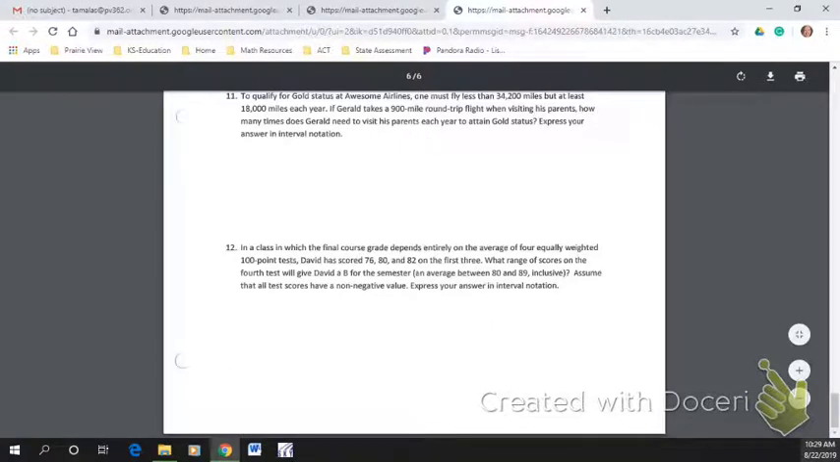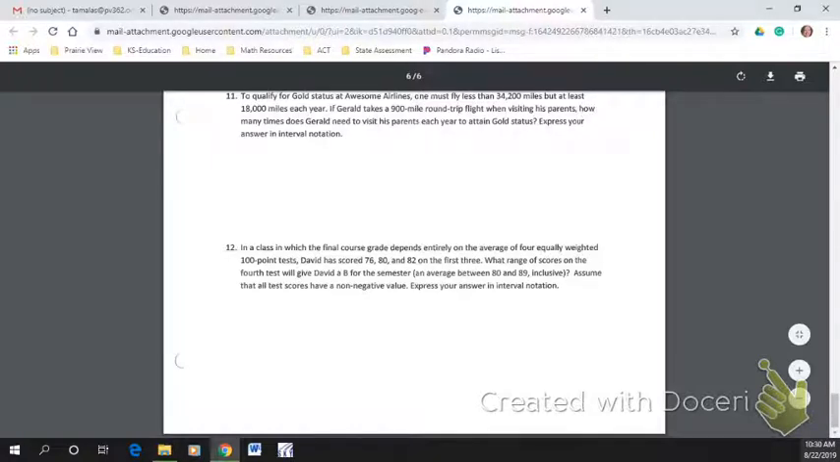All right, so now we're ready for number 11 and 12, which are the story problems. And to be honest, the story problems are probably easier than the regular math problems, okay? So number 11, it says to qualify for gold status at Awesome Airlines, one must fly less than 34,200 miles, but at least 18,000 miles each year. If Gerald takes a 900-mile round-trip flight when visiting his parents, how many times does Gerald need to visit his parents each year to obtain gold status?